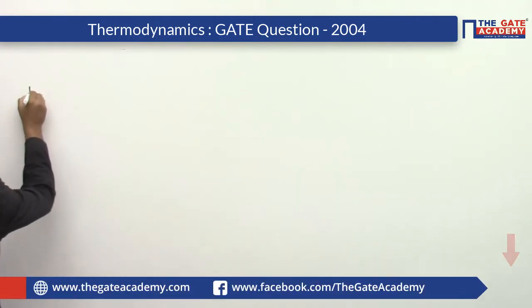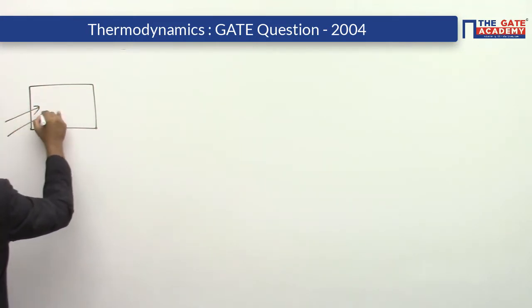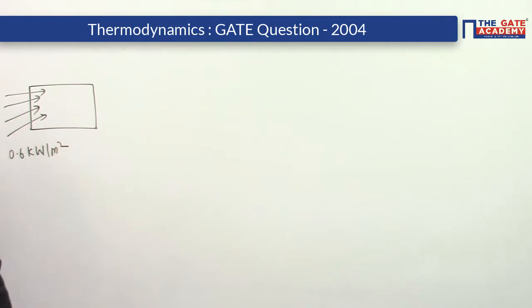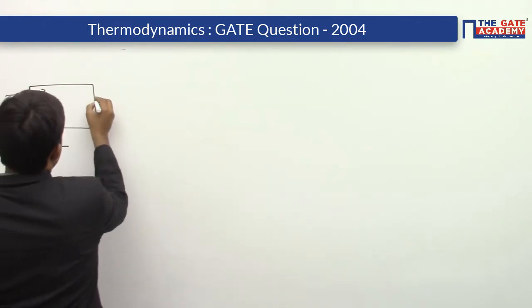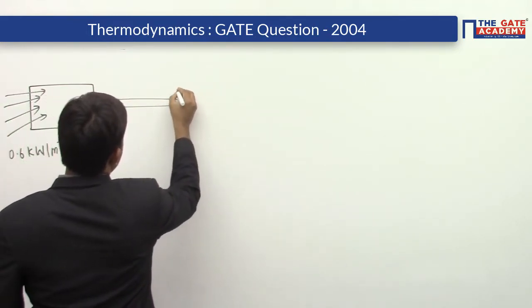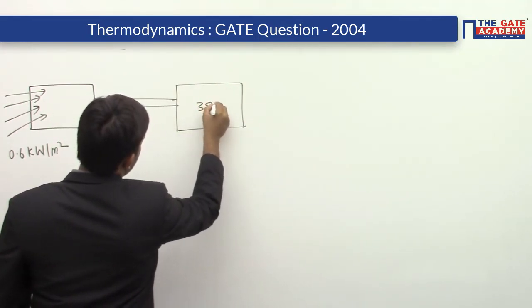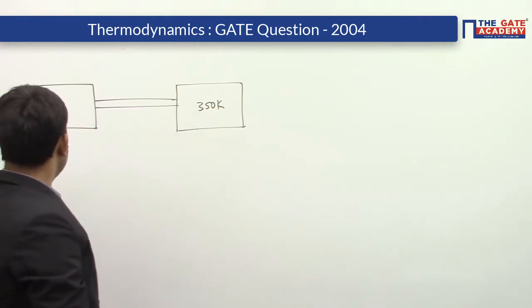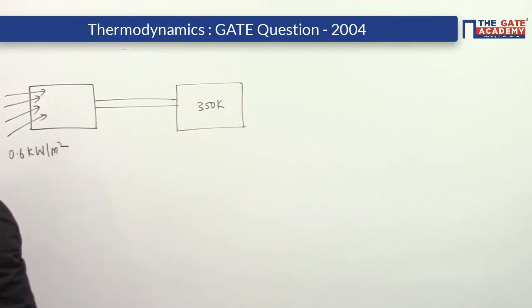So he is saying there is a solar collector receiving some radiation. It is receiving energy at 0.6 kilowatt per meter square. This is the rate at which the solar collector is receiving the energy. And all the energy that is received by the solar collector is supplied for heating some fluid. The fluid is heated to 350 Kelvin, and is maintained at 350 Kelvin by continuous supply of heat. And he is saying that the energy is transferred with 50% efficiency.